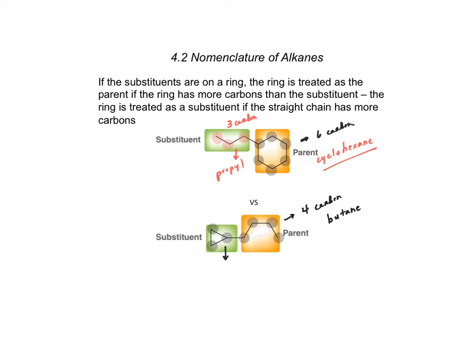The substituent now is this one. This has 1, 2, 3, right? So 3 is prop. It's a propyl because it's a substituent, but now we also have to specify that it's a cyclic ring structure, because this and this are not the same thing, right? We have to say that. So to specify that in naming the substituent, we would also just include cyclo in front of it. All right, so in this one, our parent is butane and our substituent is cyclopropyl.